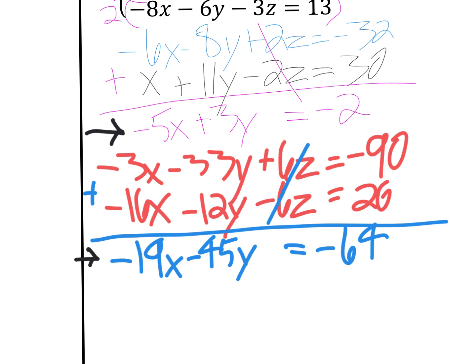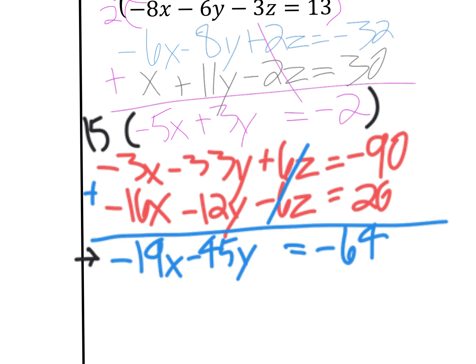So does 5 go into 19? No, it doesn't. But does 3 go into 45? Yeah, I know 15 times 3 makes 45. So that's what I'll want to do. I'll want to take this equation and multiply it by 15. Okay, and that'll give me a positive 45y that I can use to eliminate.